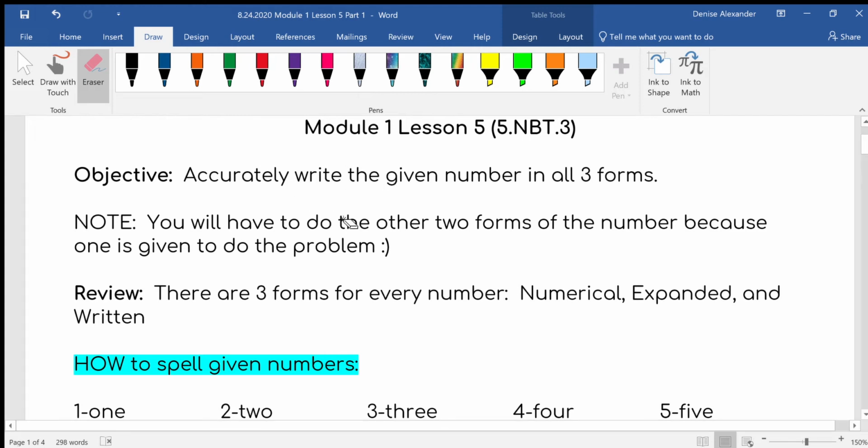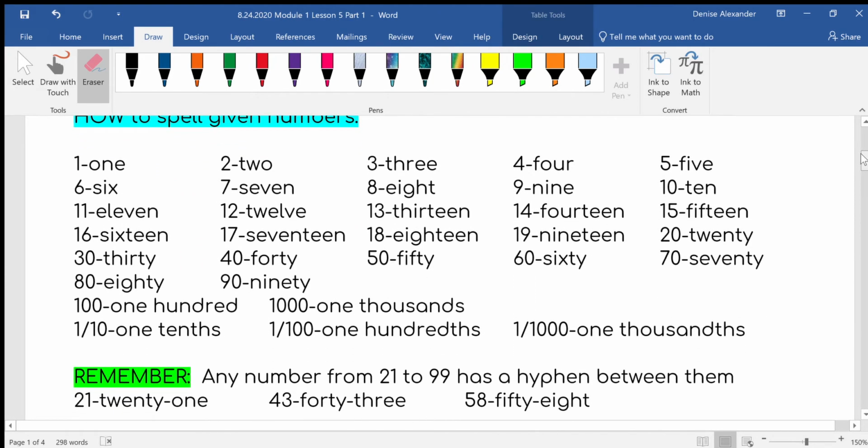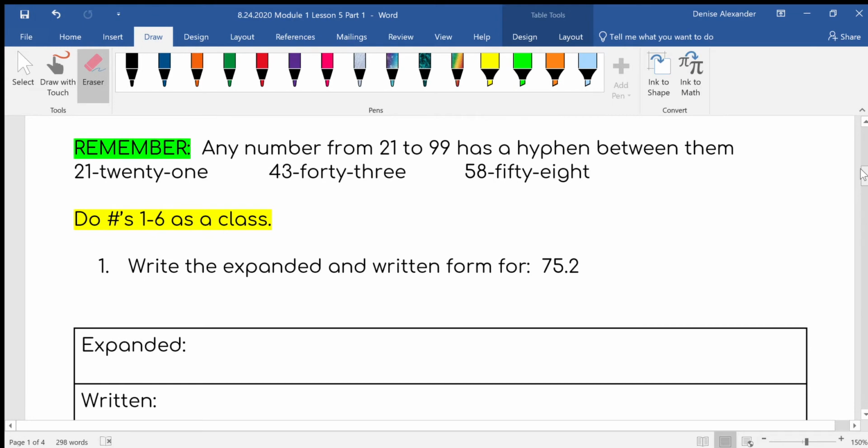To help you guys out, ladies and gentlemen, I've also given you how to spell given numbers. Just in case you're not too sure, you need to write the words correctly. Remember that any number between 21 and 99 has a hyphen in it. I've given you 3 examples here.